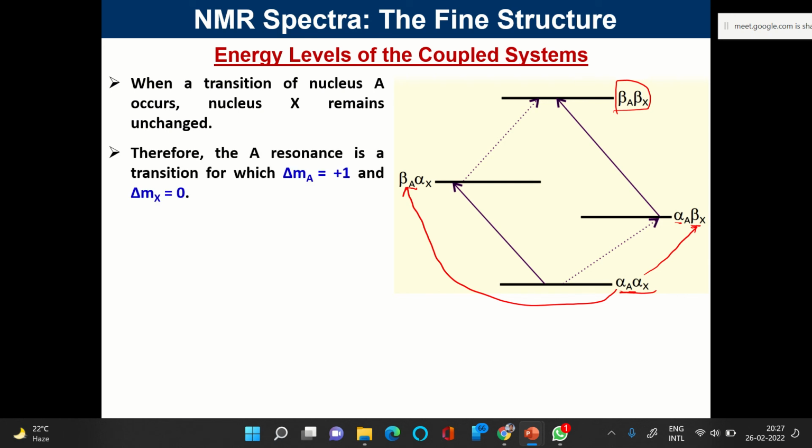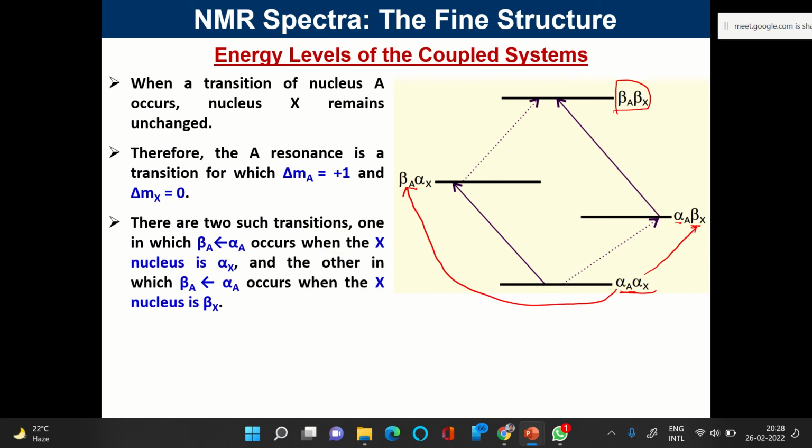So in the absence of any interaction, if there were two non-interacting systems, you would have got 2 peaks, but now you will find 4 peaks. And because the splitting due to spin-spin coupling is much less, the separation will be very small, and the peaks will be very close to each other, separated by J values.